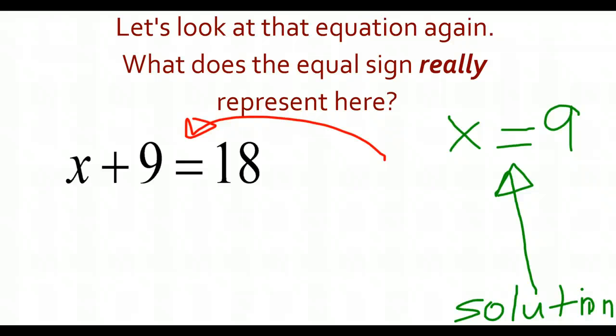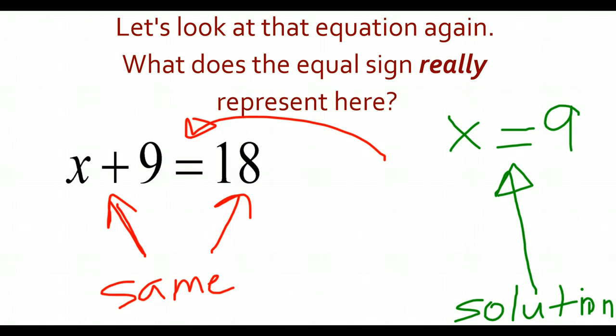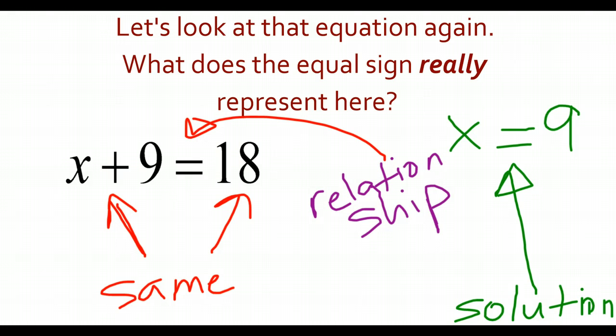Rather, this equal sign just represents the fact that these two parts are the same. This equal sign represents a relationship between the two halves of the equation. It's a relationship that says that x plus 9 and 18 must be exactly the same. And that relationship is marked with an equal sign.